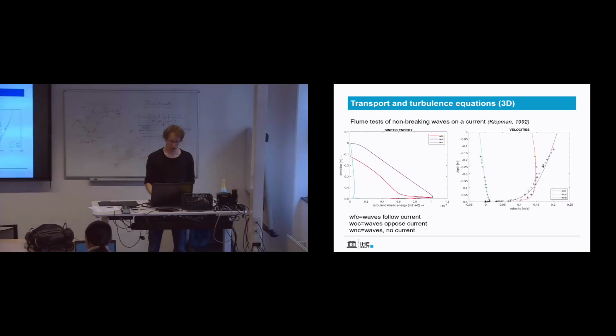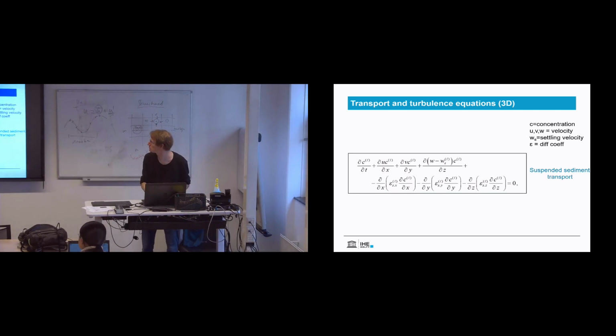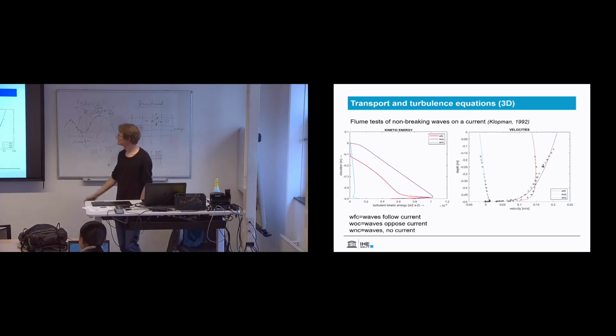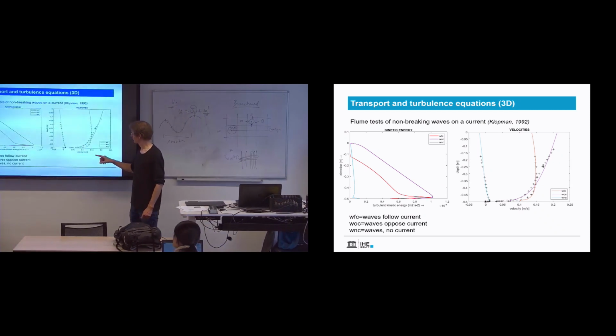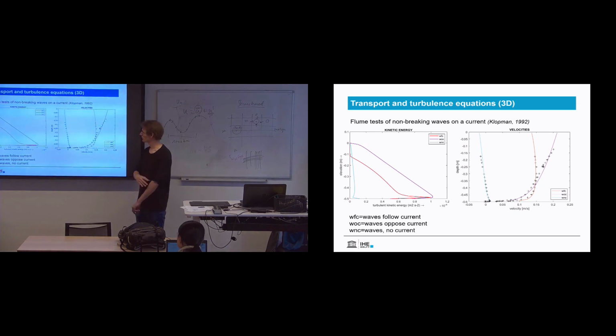Okay, and then you say, why would I care? Well, you should care, because turbulence actually determines the shape of your velocity profiles. One very simple example to demonstrate that is the so-called Klopman tests. These tests were done some 30 years ago, and they were very well described, documented, and archived, so we can still use them. So do tests, document them, archive them, and make them accessible to as many people as you can, because they will be used.